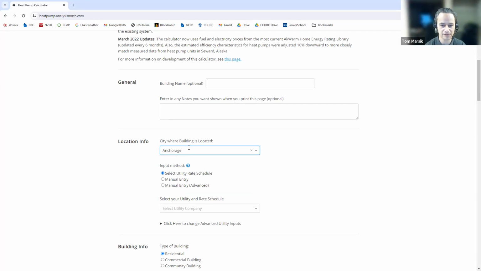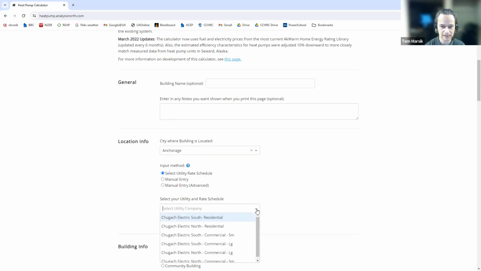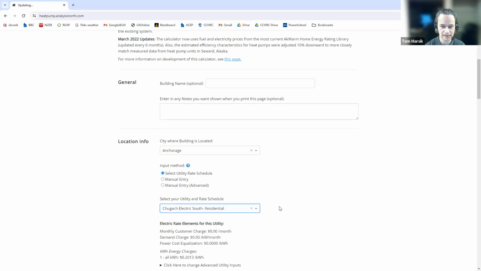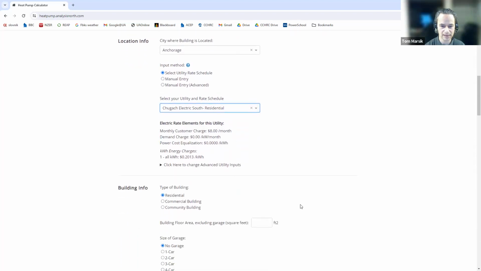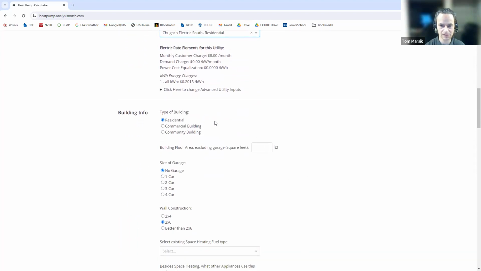So in Anchorage, I'm choosing Anchorage. I'm just going to select the utility rate schedule, and this is a little outdated, but still fairly reasonable. And I'm going to go with the default residential building. How big a building do you want? Square feet.